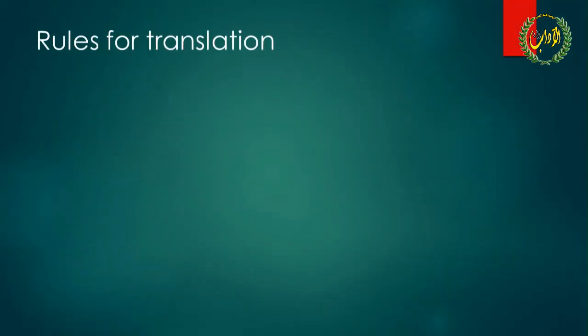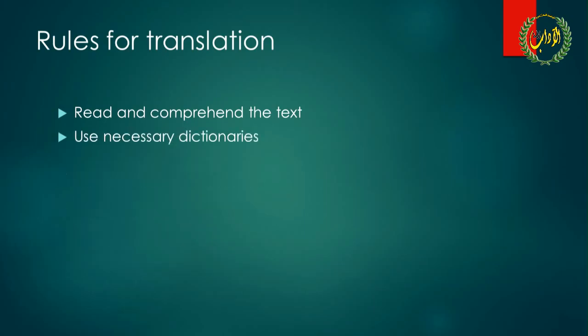What are the rules for translation here? If you get a text, try to read and comprehend the text to get the meaning of the words. Of course, use necessary dictionaries. There are specialized legal dictionaries in English and Arabic. In Arabic, we have the dictionary of Al-Faruqi, so it's available. There are two dictionaries, the English-Arabic and Arabic-English dictionaries available in the market, so you can buy them.